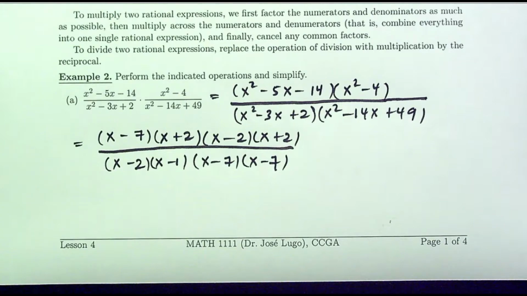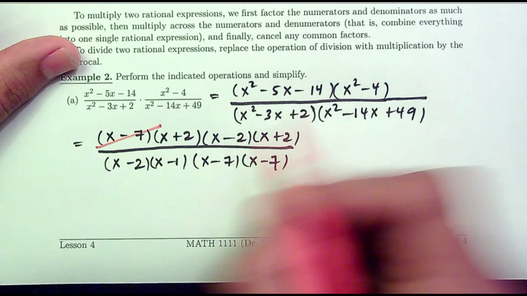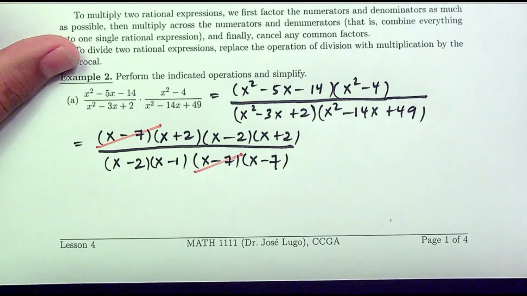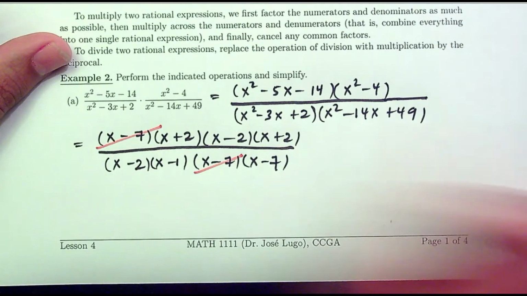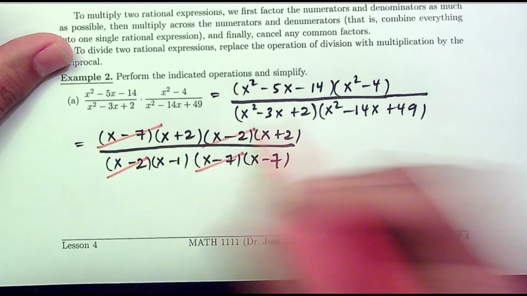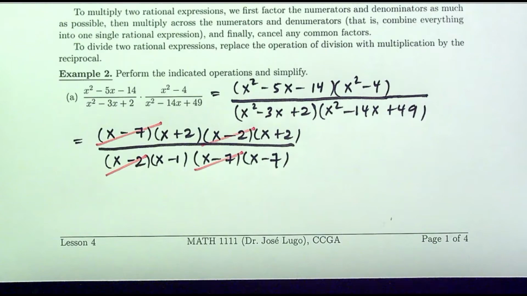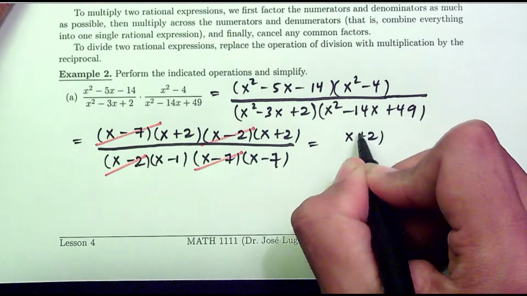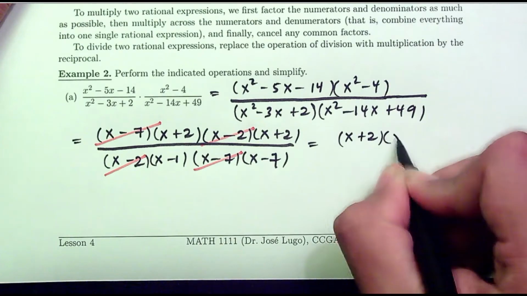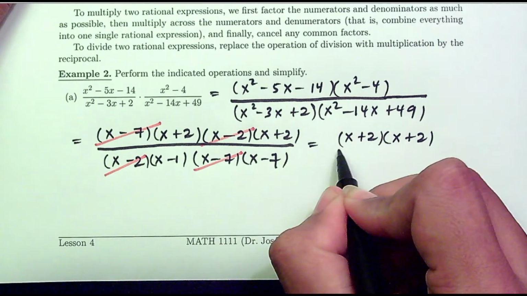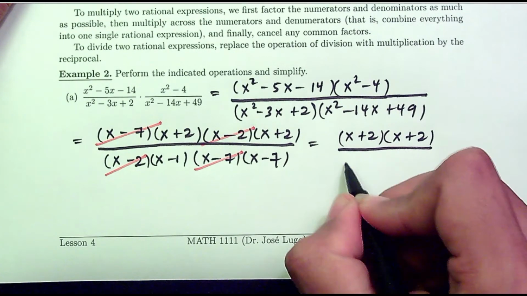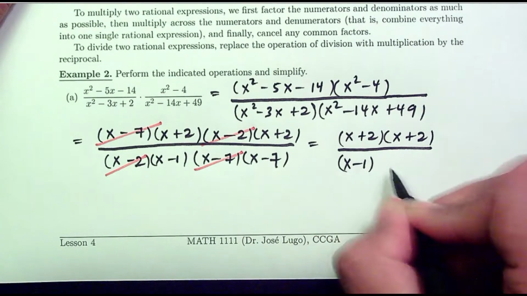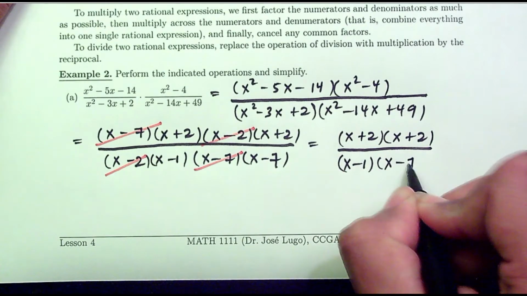Okay, now cancel anything that is a common factor, pairing them as one from the top and one from the bottom. So I can cancel an x minus 7 with an x minus 7. And we can cancel an x minus 2 with an x minus 2. And anything that remains is the answer. So what remains is x plus 2, x plus 2, and on the bottom x minus 1, x minus 7.